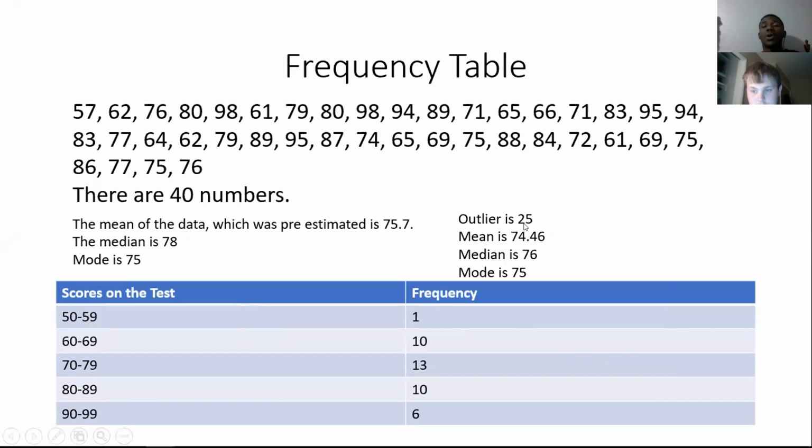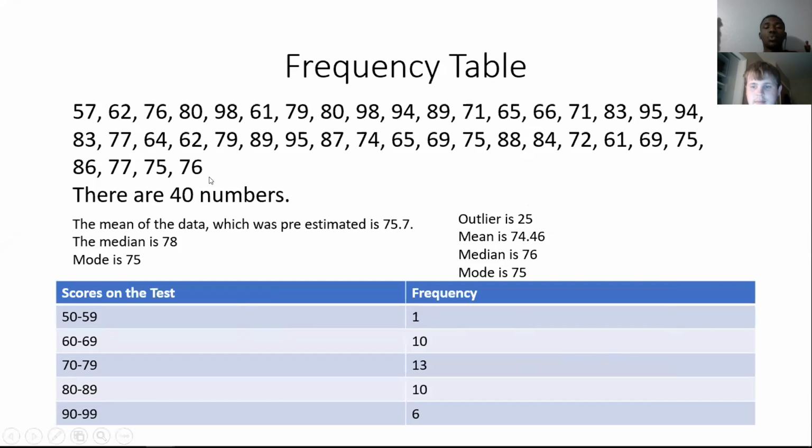Now I went ahead and also added 25 to this set of data. You don't see it up here because it's an outlier. I added it after. So if I were to add 25, it would be 41 numbers. Now, the mean of this is 74.46. The median would then change to 76. It would go down because I added a lesser number.